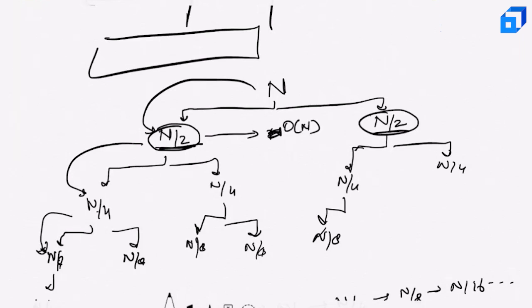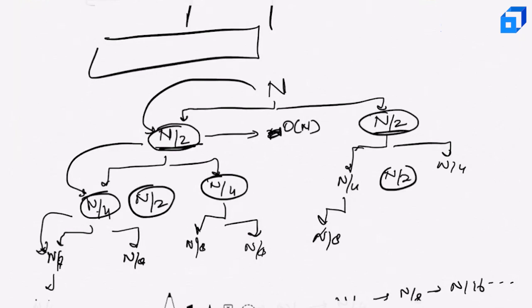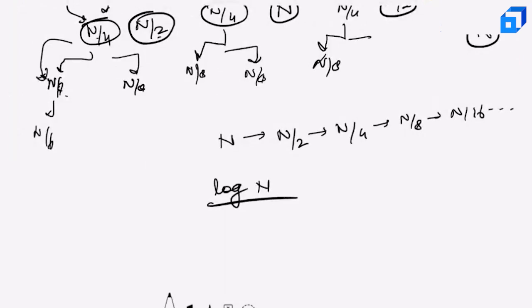What happens on this level? These 2 guys merge and it takes them n by 4 plus n by 4, which is n by 2 time. These 2 guys merge and it takes them n by 2 time. If you add them up, it will take you order n time on this level as well. Very similarly, on the other level as well, where you have n by 8, there are 8 instances of n by 8. It will again take you order n time. So the total time taken on every level is order n. There are log n levels. The total time taken is n log n.